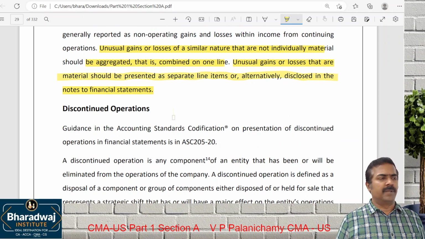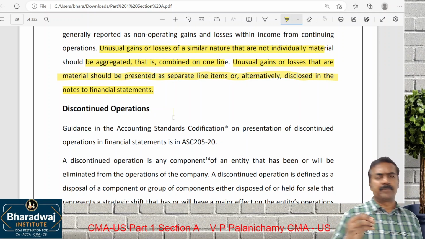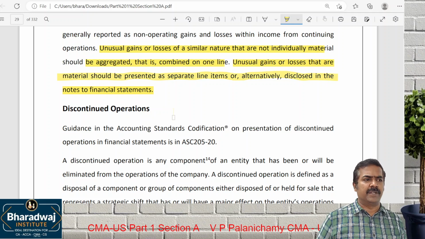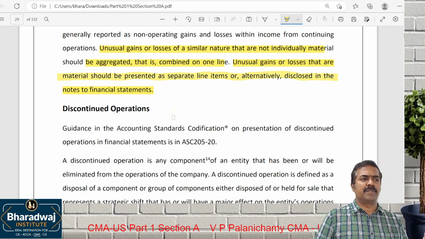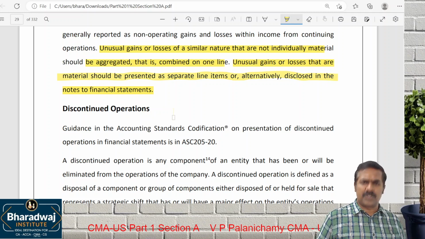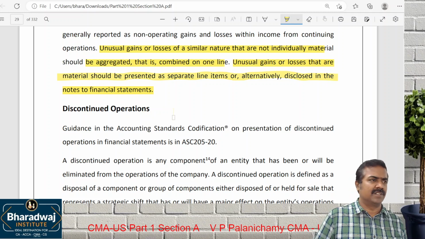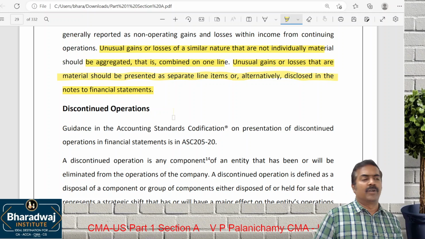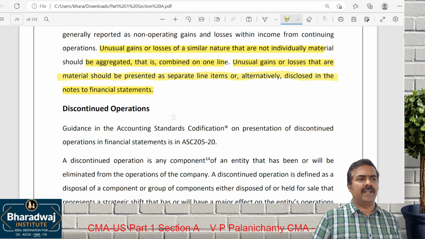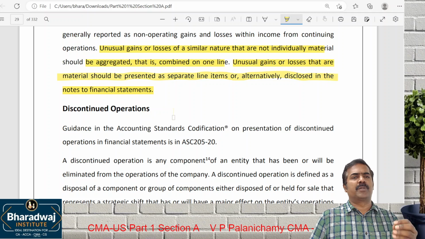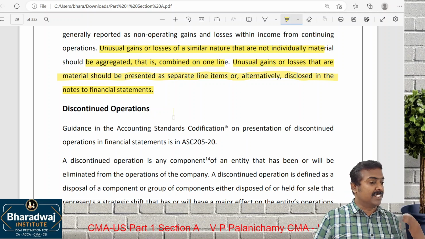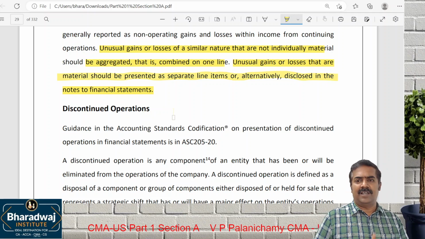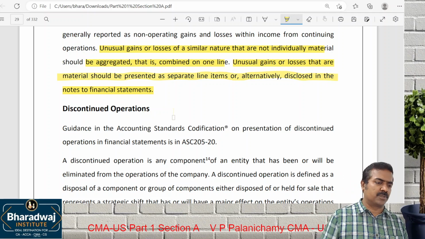Clear? For example, pay attention. You are running a business. During a particular period, one employee met with an injury or accident, you paid some compensation. Should it be disclosed? Should I inform the shareholders about it? No. Okay, for a particular year, one floor was completely gone because of some fire or some accident. About 20-30 employees met with an injury or accident, you paid a huge compensation. Now, must it be informed to the shareholders? Yes. As a separate note to accounts.